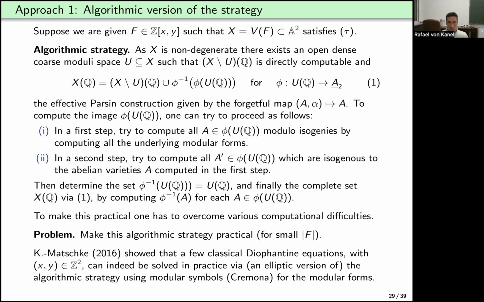But I would also like to mention that in some much easier situations, when, for example, the solutions are integers and the equations are simple, then one can use a simpler version of this algorithmic strategy, using Cremona's algorithm to compute modular forms. For some very few equations, one can actually compute the S-integral points or the integral points.